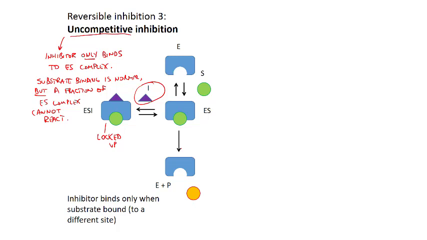So the effects on the kinetics of this one are, again, this is not easy to wrap your head around, so I'm just going to tell you what it is and just know it and you'll be fine. The Vmax goes down and the Km also goes down, but they go down by the same factor.